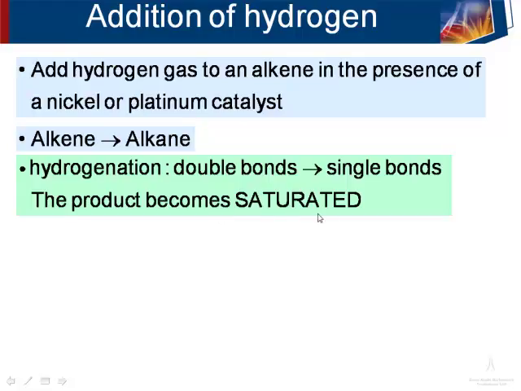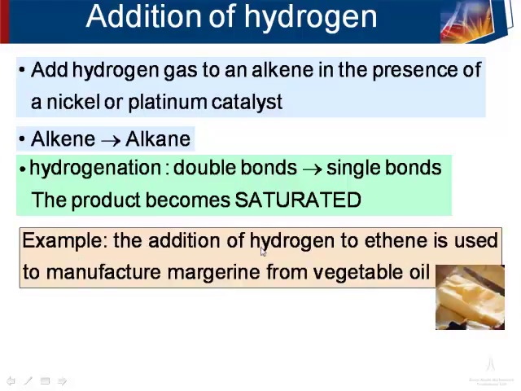Now when we say saturated, it will be that there are only single bonds in the product. In other words, it cannot take in any more chemicals. It's saturated. When a sponge is saturated with water, it can't take in any more water. And therefore, with single bonds, the product is saturated. If there are double bonds, it would be termed unsaturated, and therefore can have further addition of hydrogen.